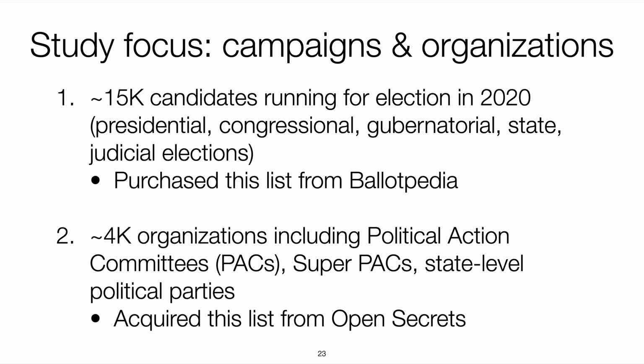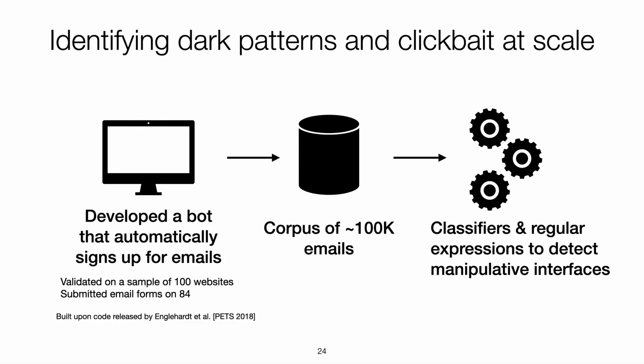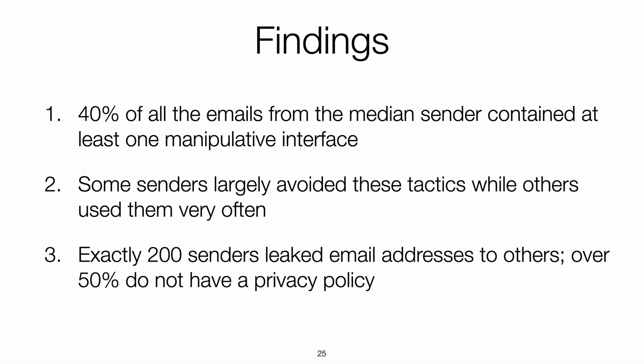the 2020 election cycle. I developed a bot that automatically signed up for emails from these candidates as well as organizations, and I gathered a dataset of nearly 100,000 political emails. I developed machine learning classifiers to automatically detect and quantify manipulative user interfaces in these emails. I found that nearly 40% of all the emails from the median sender contained at least one manipulative interface. Some senders largely avoided these tactics, while others used them very often.